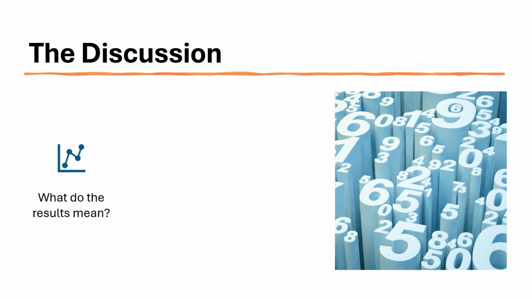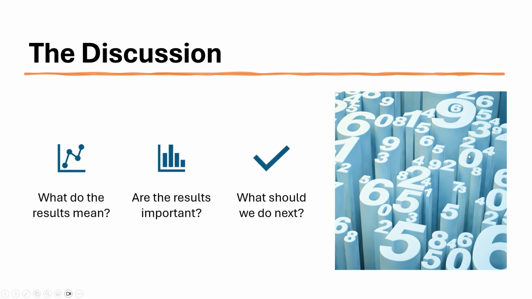After that, there's some sort of discussion whereby the authors might start discussing what the results mean. And are those results really important or perhaps not? And then what should people do next? Based on the findings of this paper, usually journal article authors will suggest things that should be done in the future to help solve further problems that they've discovered.